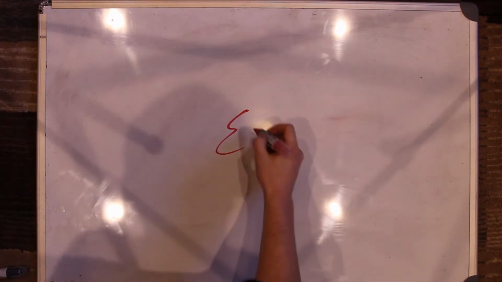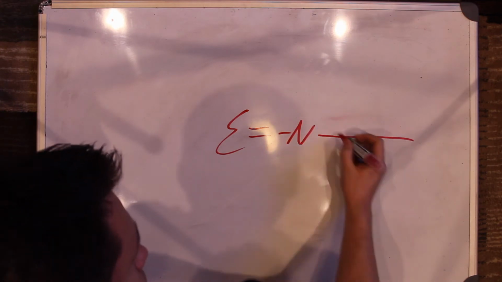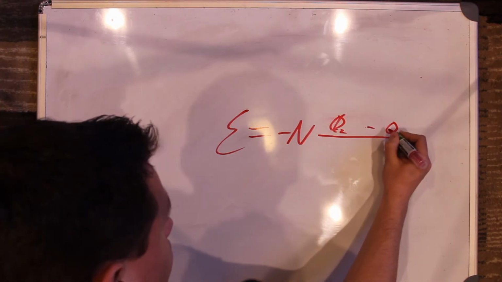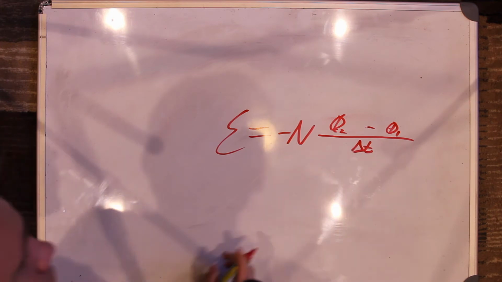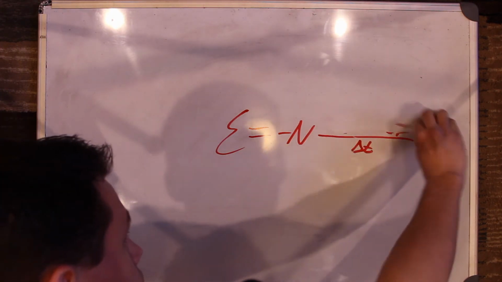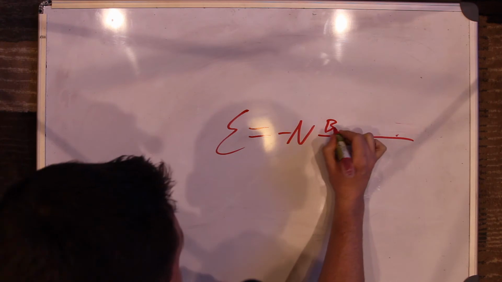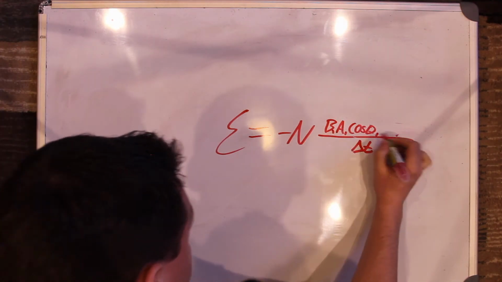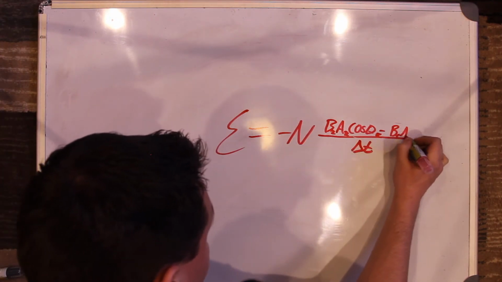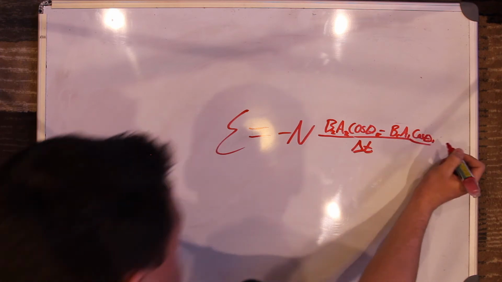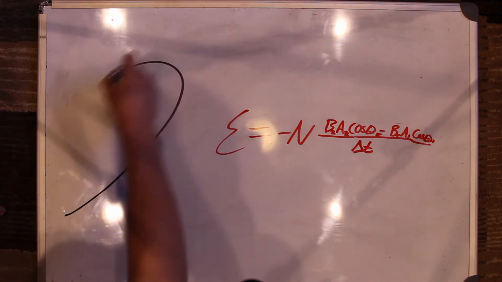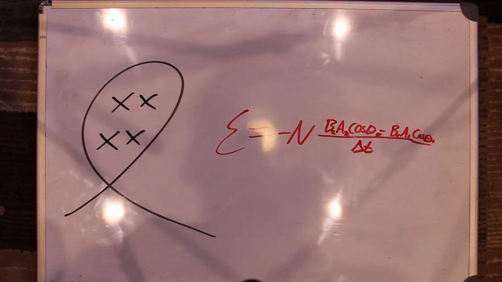So here we're going to observe an example. We're writing out our equation here. We have phi 2 minus phi 1 over delta t times negative N. We'll go ahead and replace those two phi's with those equivalent equations. And here's this loop. So in this loop, we have a loop running through a magnetic field. These x's mean that the magnetic field points towards the board. It's like an arrow shooting into the board.